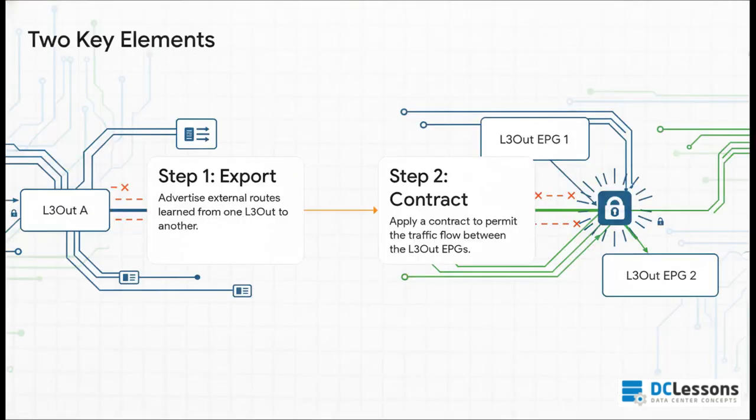Now, making this work is a two-step process. Step one is what we've been talking about. You have to export the routes. You have to tell ACI what prefixes to advertise and where to send them. But, and this is classic ACI, just having a route doesn't mean traffic can flow. Everything is denied by default. That brings us to step two. You must apply a contract between the two L3 out EPGs to actually permit the traffic.